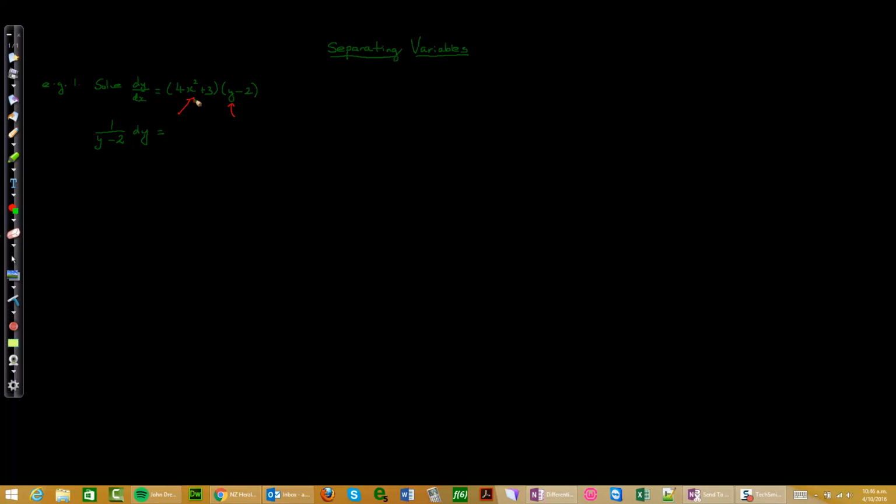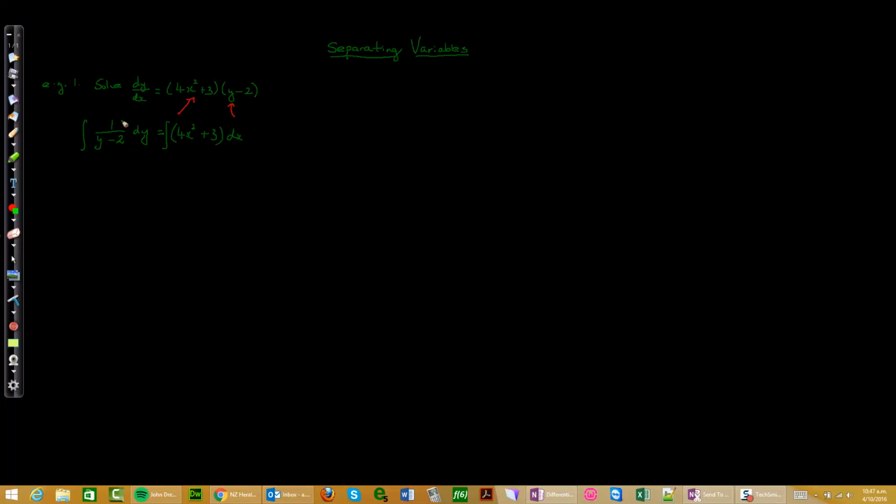And on the other side, I'm going to leave the 4x squared plus 3. I don't really need the brackets anymore, I suppose I could leave them in though. And put the dx over with that. So what we've done here is we now have separated the variables. The x is on one side, the y is on the other, with the respective differentials. And so to solve this, we're going to remove the differential by integrating, and we're going to do that on both sides.